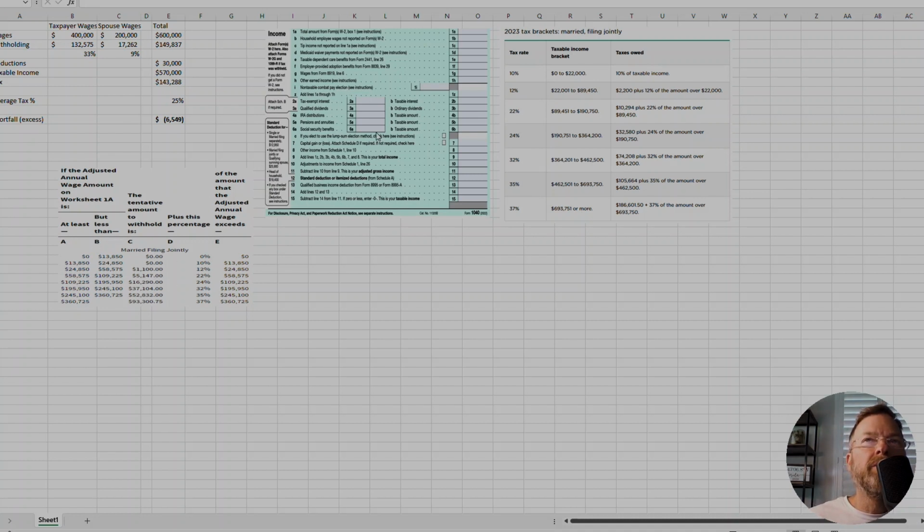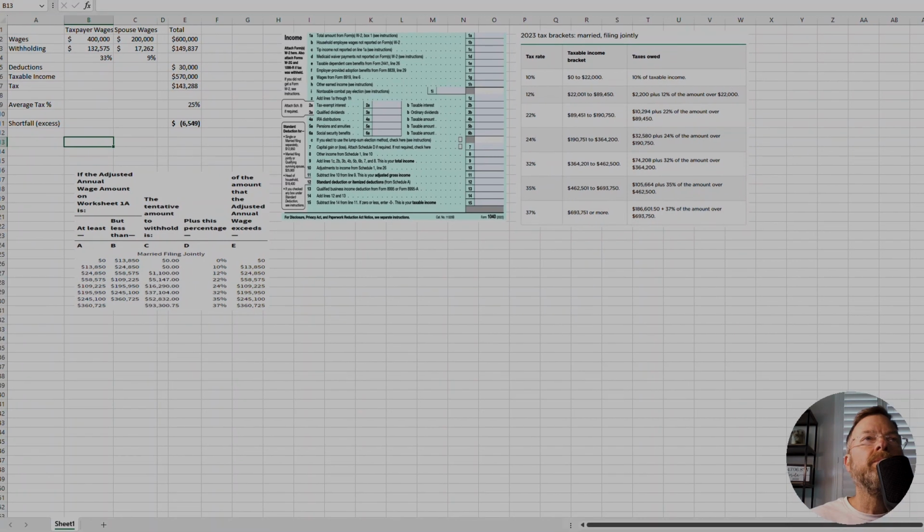So here's what your 1040 looks like. This is your tax bracket. So let's take this example here. Let's say the taxpayer makes $400,000, the spouse is $200,000. That's a total W-2 income of $600,000.